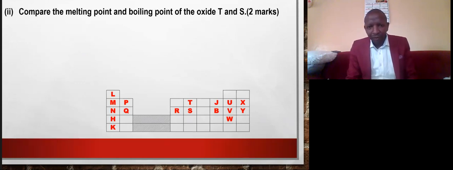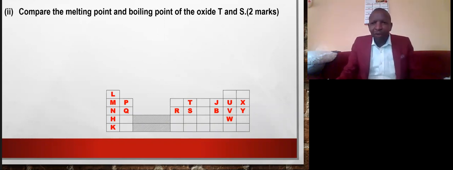T is carbon, S is silicon. So T will be having which kind of oxide? The oxide of T is what? Carbon 2 oxide. Gas. Silicon oxide. Okay, gases. Good. So now, what kind of bond exists in carbon dioxide?